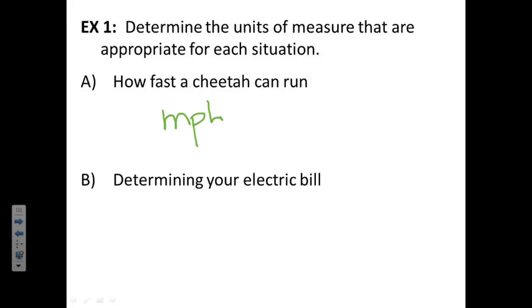And then on B it says determining your electric bill, and this one was a little bit harder. I kind of started giving some hints, but we eventually came up with kilowatts per hour.